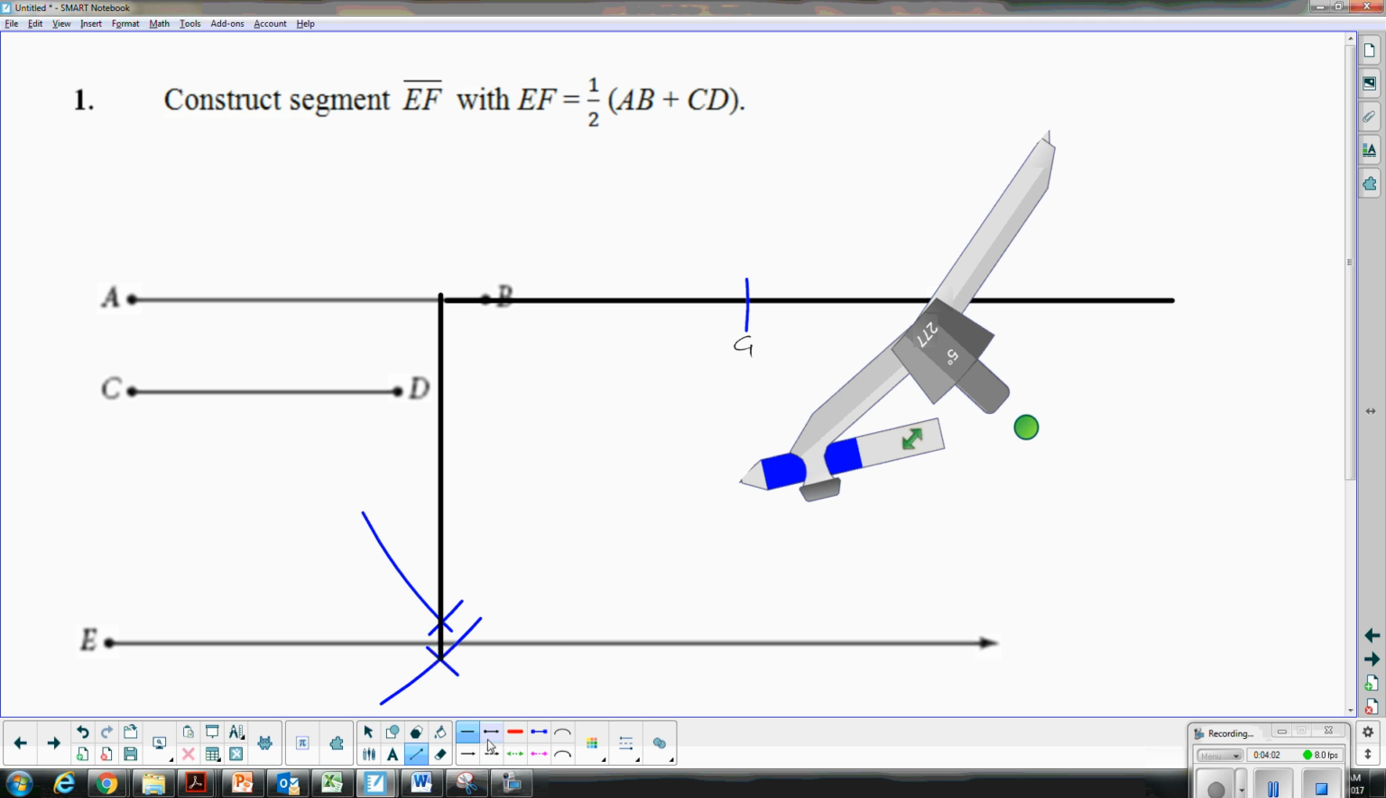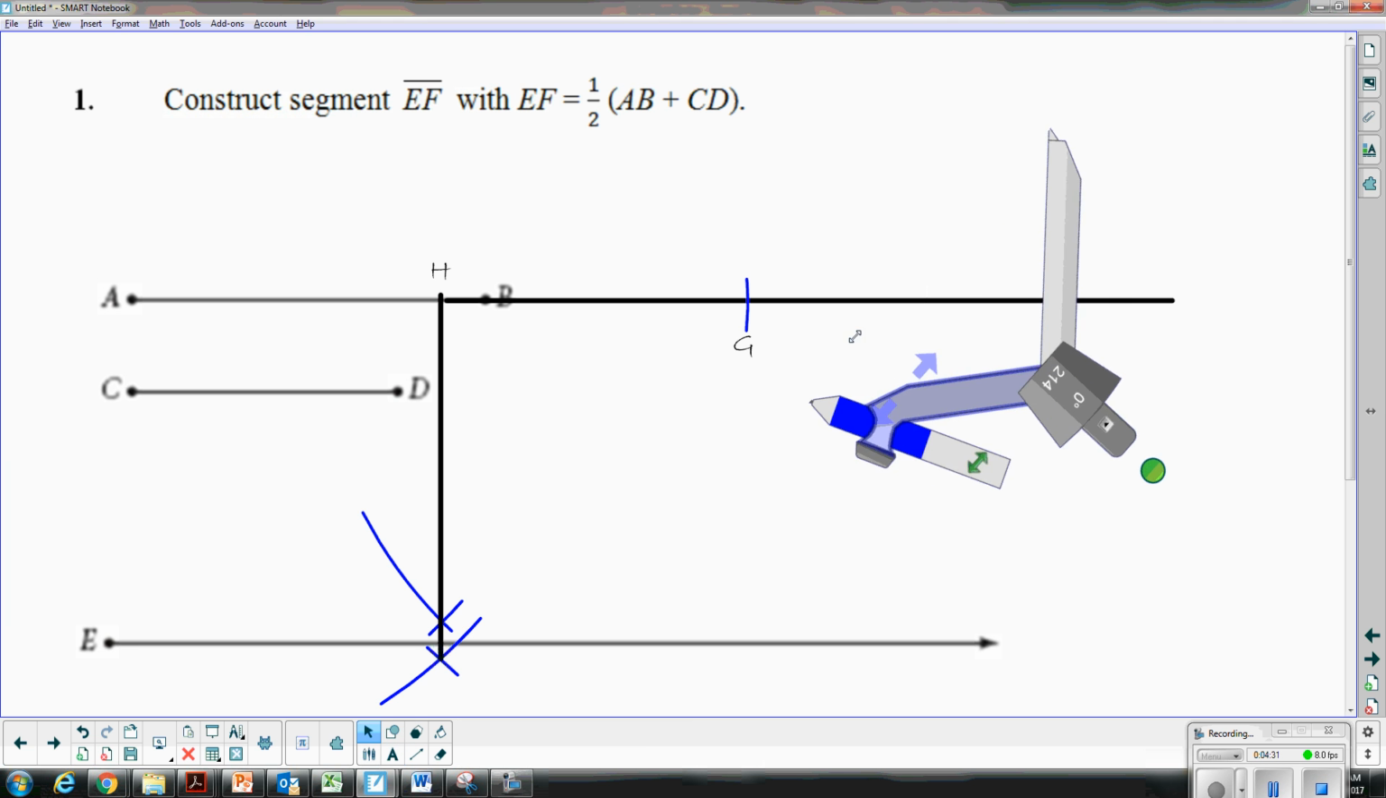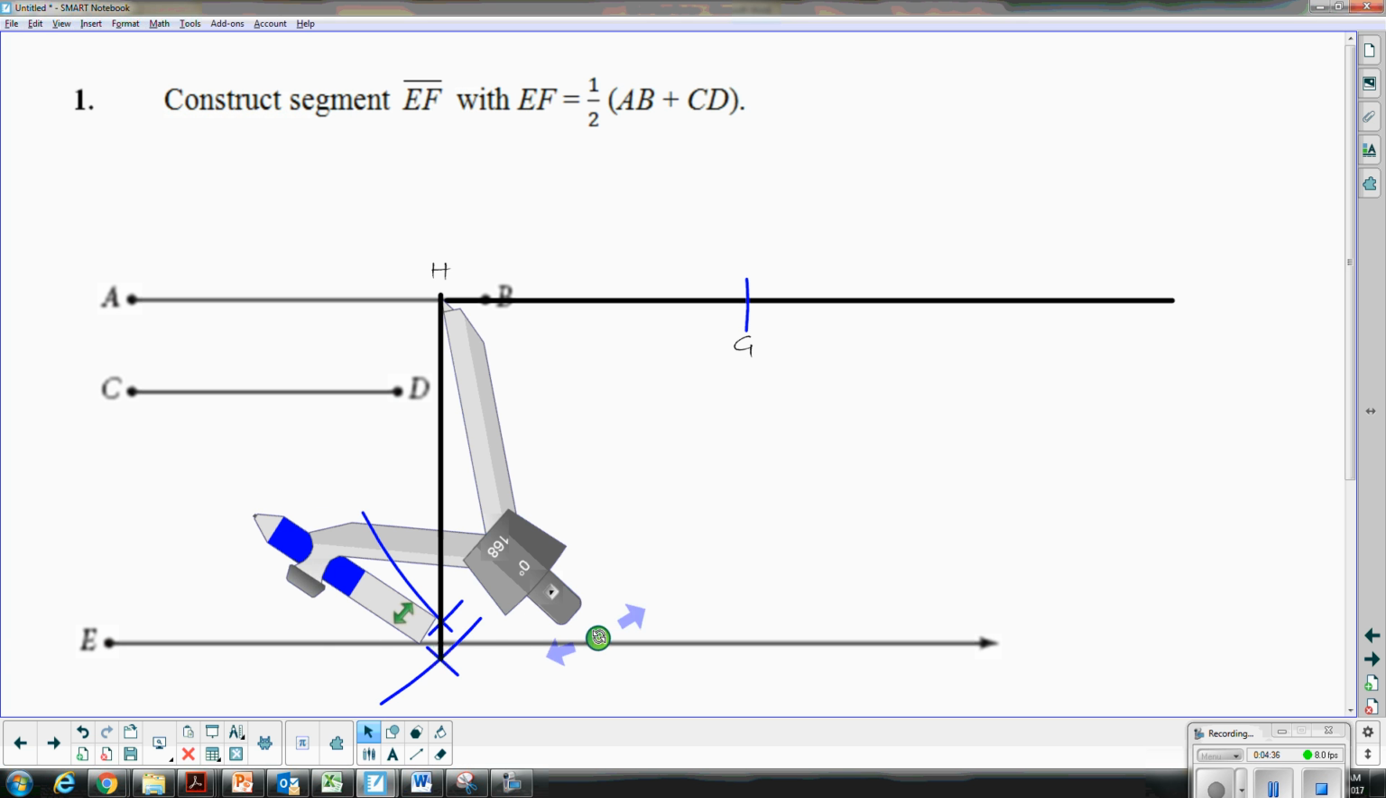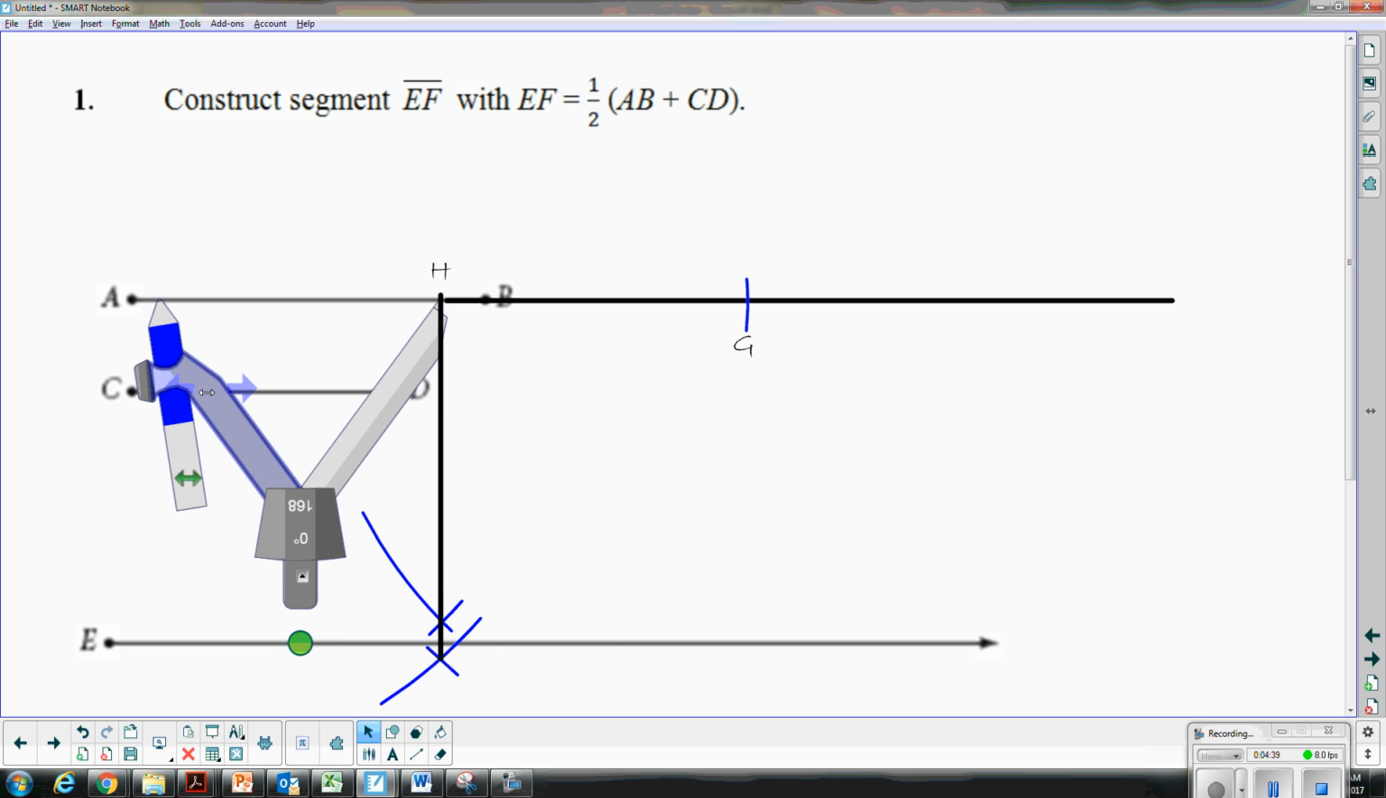That means this point, which I'm going to label H, is the midpoint. So AH is half of AB plus CD. Now I'm going to take my compass and use it to measure between H and A.